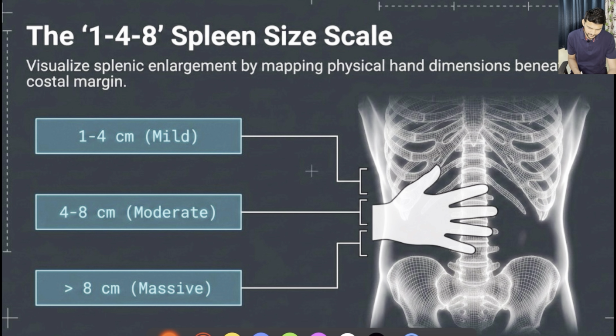But based on the extent which is felt, we can grade splenomegaly as well. For example, if it is palpable for up to 1 centimeter till 4 centimeters, we call it as mild splenomegaly. 4 to 8 is moderate splenomegaly, and more than 8 is massive splenomegaly. And usually in this case, it will be crossing umbilicus. That is one more clue towards the massive splenomegaly.